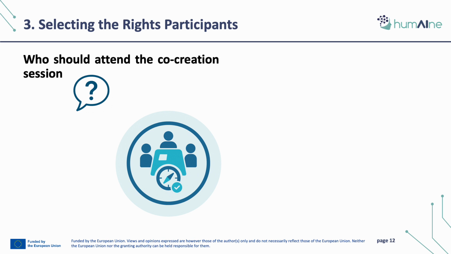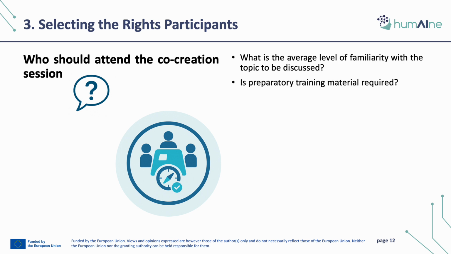One crucial question to ask oneself when organizing co-creation activities is, who should actually be in the room to meet the goal of the co-creation? The right mix of people makes all the difference. You should also ask yourself, what's their average level of familiarity with the topic? And do they need any preparatory training materials to participate effectively? Getting this balance right helps to ensure that everyone can contribute meaningfully. On the next slide, we'll break this down further, looking at the different categories of stakeholders, their roles, and the contributions you can expect from each of them.